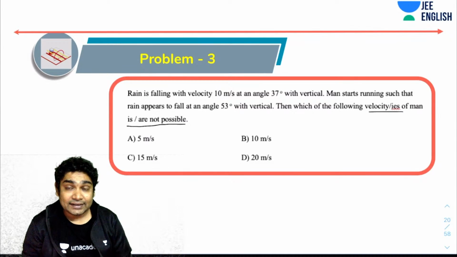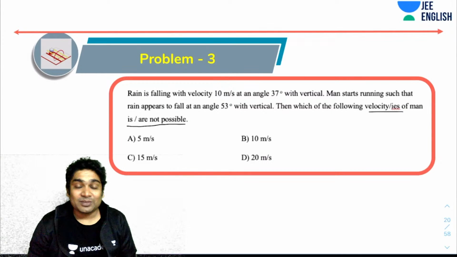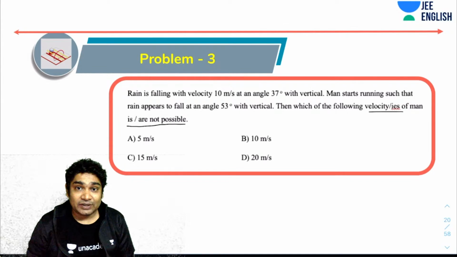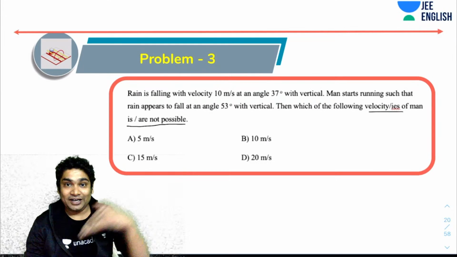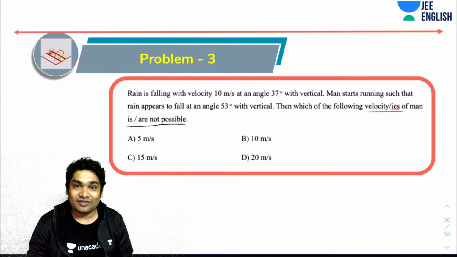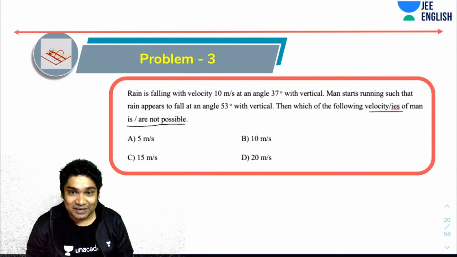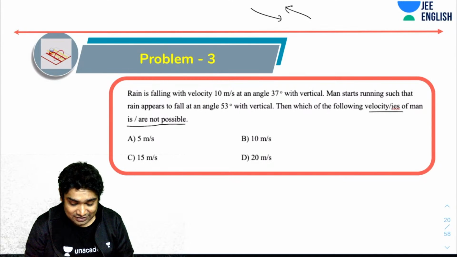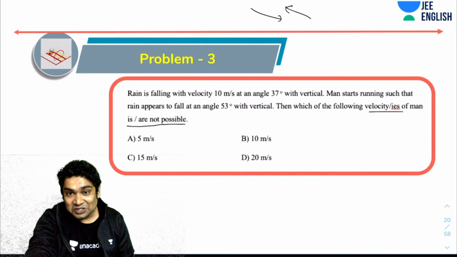Now you realize here, why are we talking about possibilities of speeds rather than velocities? Because the actual direction of the man can be anything. Maybe he's moving like this down an incline. Maybe he's moving like this up an incline. So his velocity can be in any direction. Okay, so Shiv says 15 meter per second. Let's see if that is the correct answer. Unfortunately, no, that is not the correct answer.